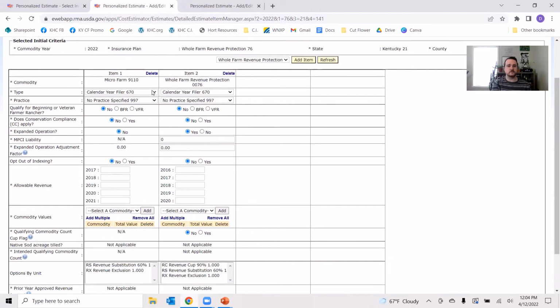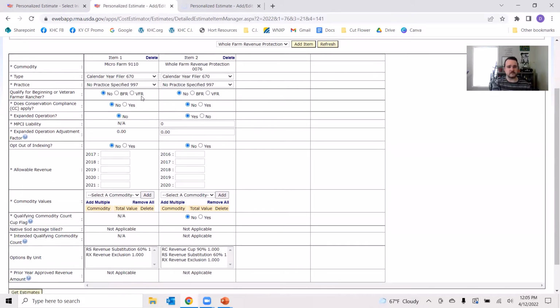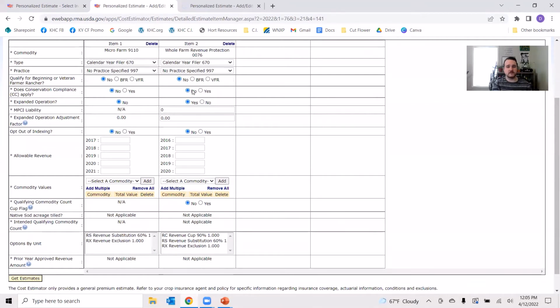So we'll leave all this blank, or leave it the way it is as regular calendar year filer. It doesn't give us the option to select organic practices, so we'll leave it as conventional. It probably doesn't matter with these because it's not looking at prices, it's looking at your revenue, so it wouldn't matter which methods you use. We'll leave the rest blank or as no.